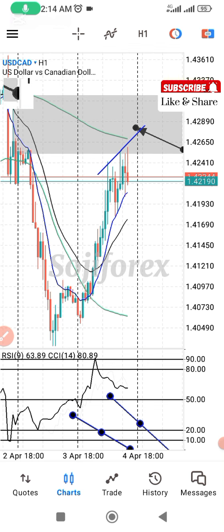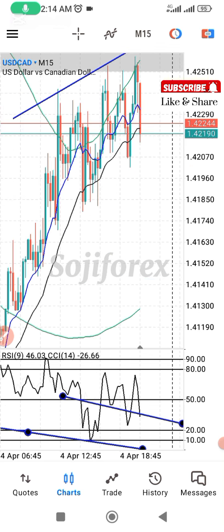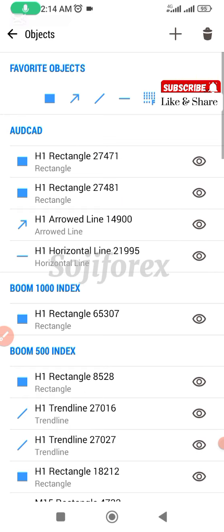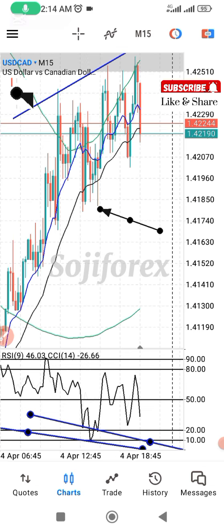All right, that is for 1 hour. But if it is on a 15 minutes, you can see now that on a 15 minutes we already had this same movement. We have had divergence, and then you can see all of that now.